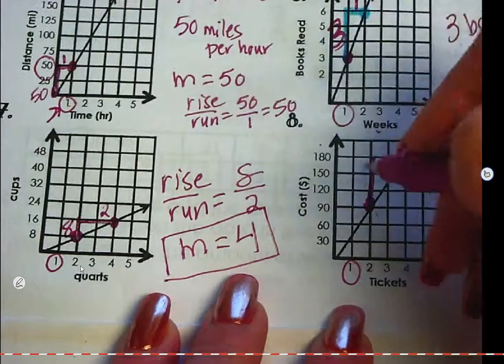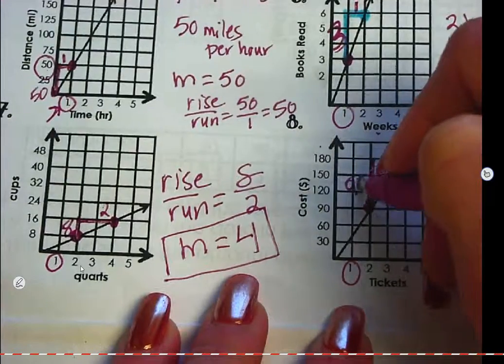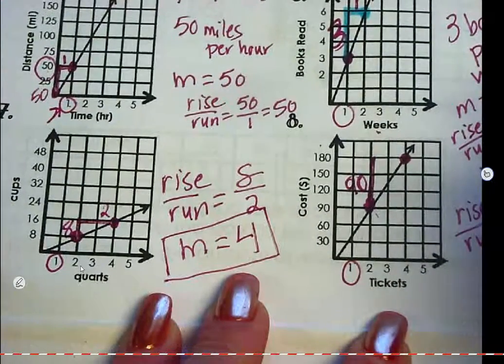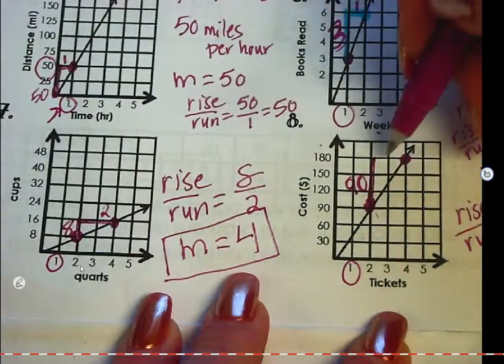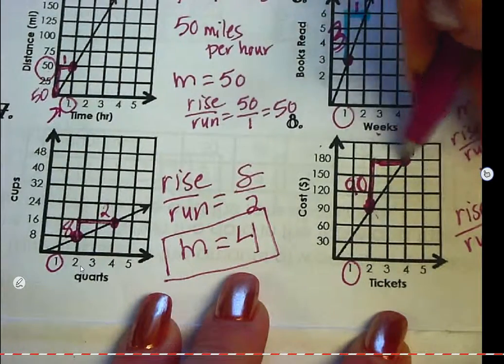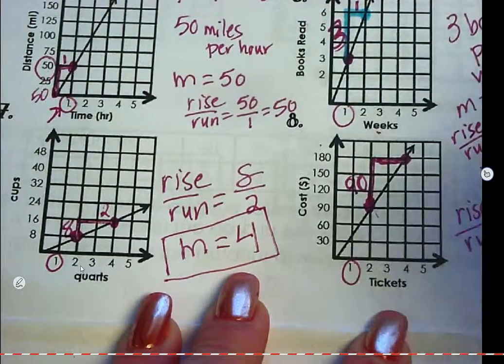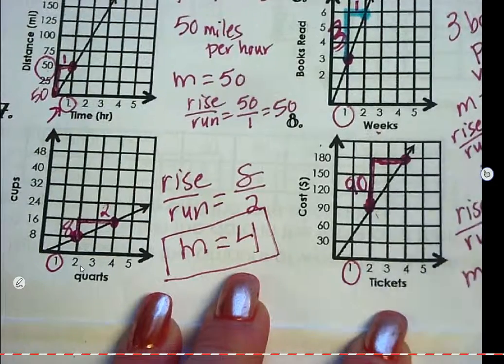90. Good. So I'm going to go up 90. So my rise is 90. And then I'm going to go over what? 2. So what's 90 divided by 2?